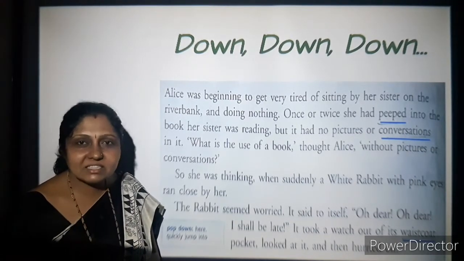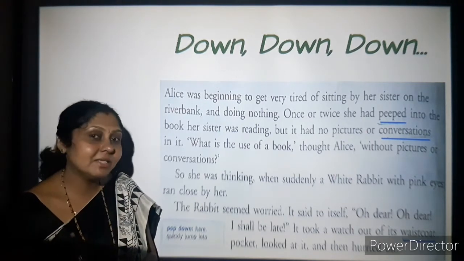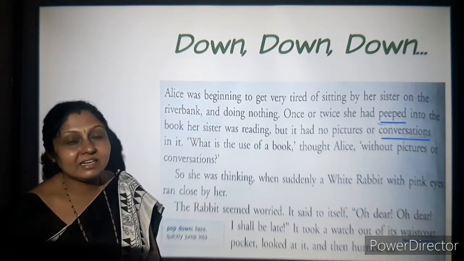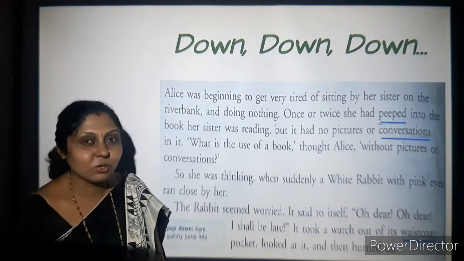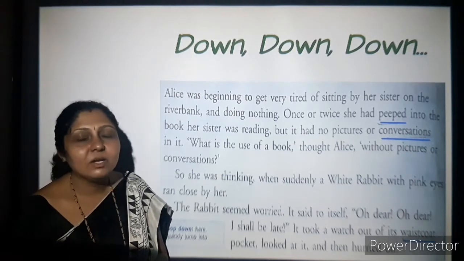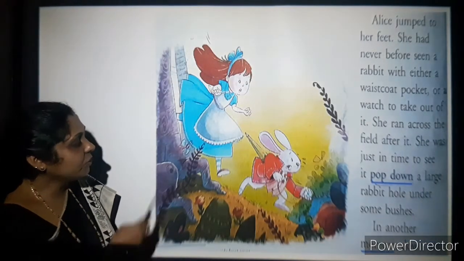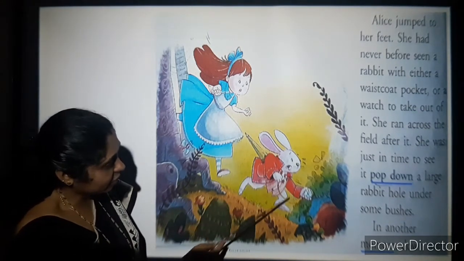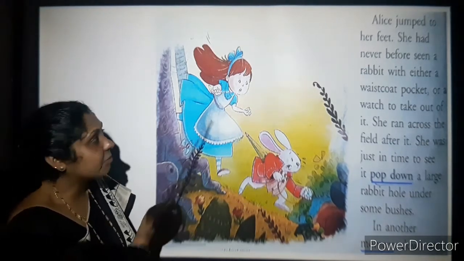So can you all imagine this? A rabbit with pink eyes, wearing a waistcoat. And it is running and suddenly it takes out a watch from the pocket of its waistcoat. So enjoy this way. If you really imagine, then you can enjoy this story. Now you have a picture here. So you can see that the rabbit is wearing the coat. It has got that watch and Alice is behind that rabbit.